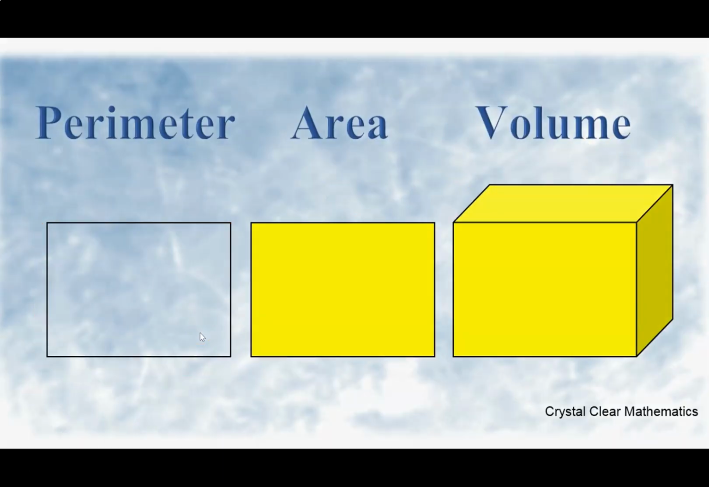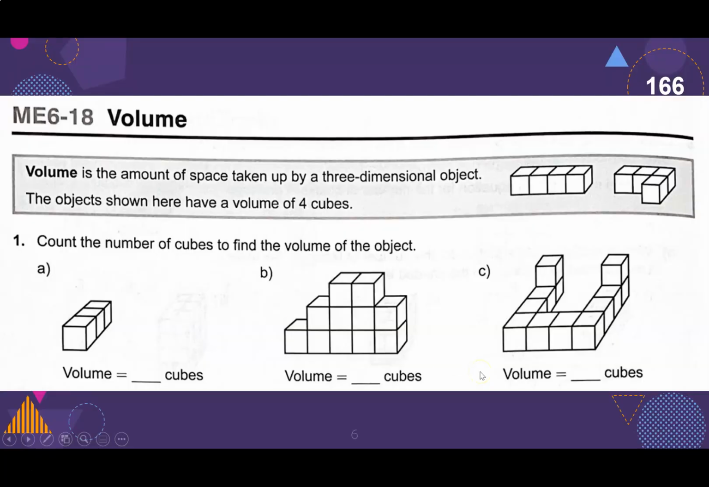All right, moving on. Today we are going to start on page 166 in your Jump Math book. Let's try 1A together. It simply says, count the number of cubes to find the volume of the object. This one has 1, 2, 3 cubes. The volume is 3 cubes. Try B and C on your own.